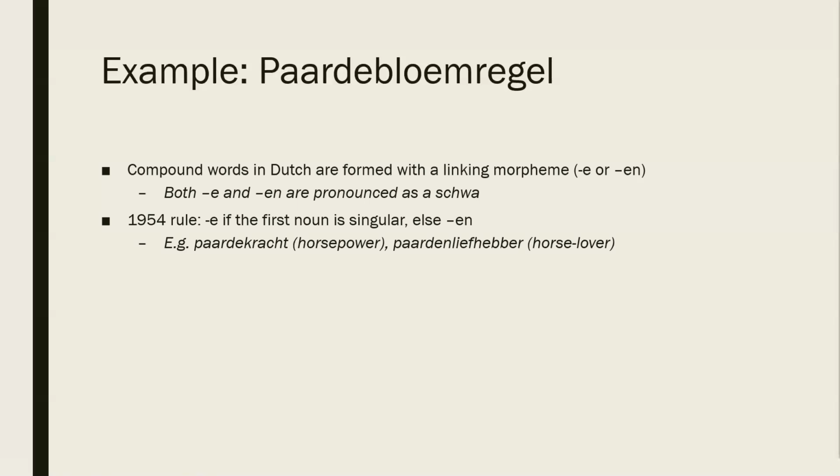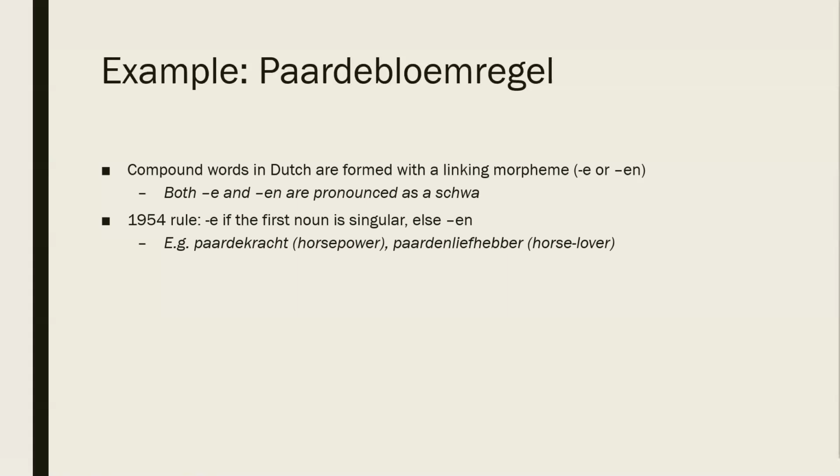In 1954, the spelling rule was initially that if the first noun is singular, use an E, otherwise use an EN. So for example, if we're using the word for horsepower, we're talking about the power of one horse, so we use just the E ending. But if we're talking about a horse lover, someone who loves horses, we use EN because a horse lover presumably loves horses in general, not just one particular horse. So that's how these two endings were initially used.